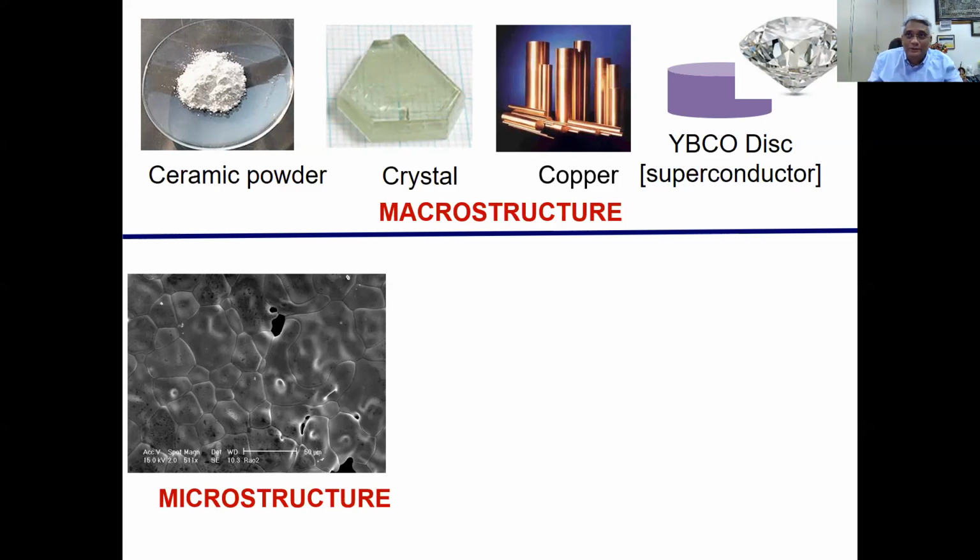So how do I determine this? I need to use crystallography. Microscopy also gives me some information that, yes, it is a granular material. It has a large number of grains and grain boundaries, and even voids. You see those voids. These voids are completely missing material. The material is missing there.